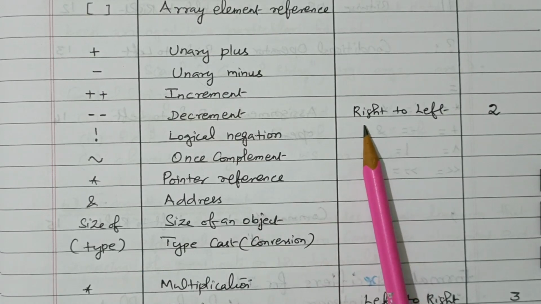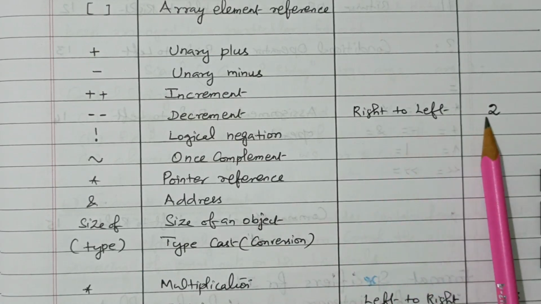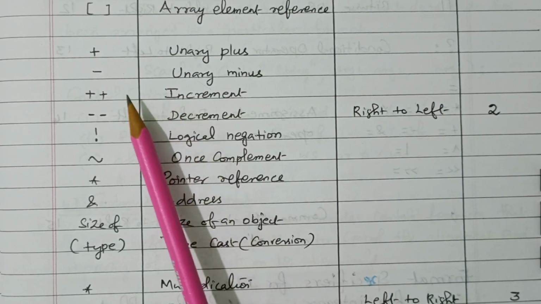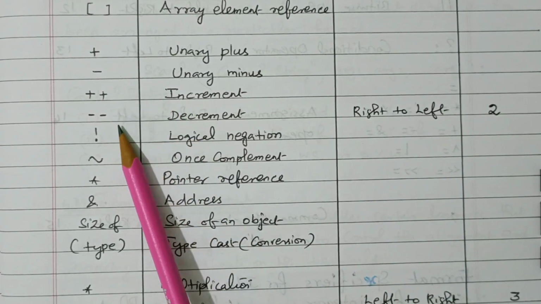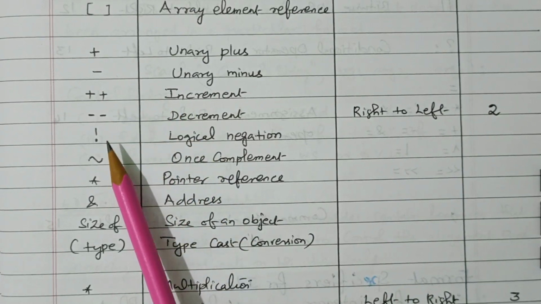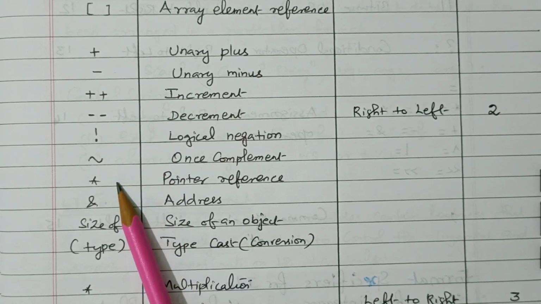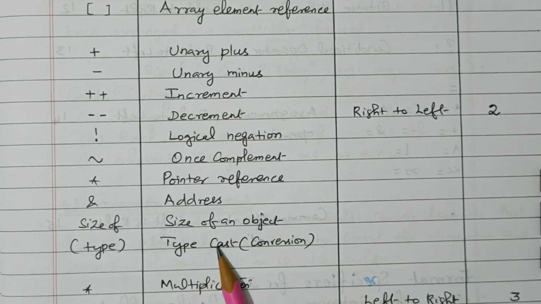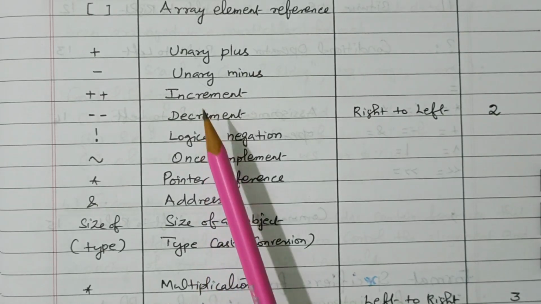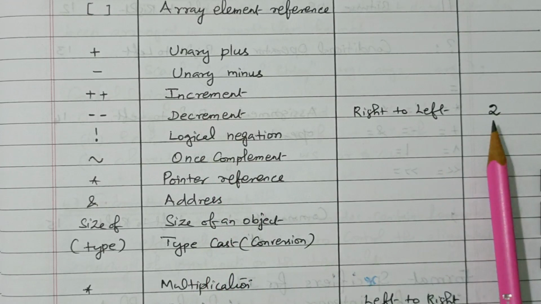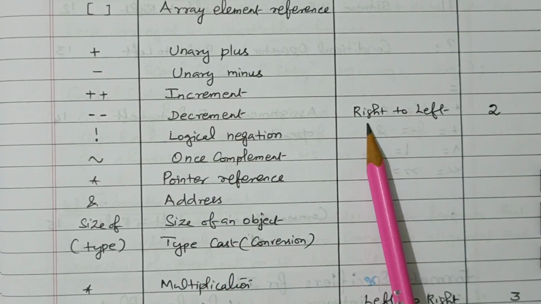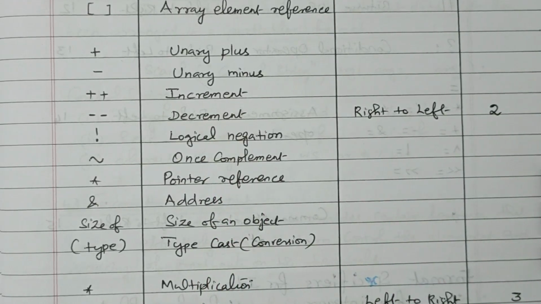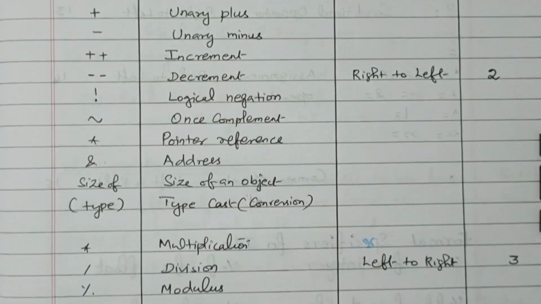This is executed from right to left, the second class of operators, that is plus, minus, increment, decrement, logical NOT, complement, pointer, address, sizeof, and typecast, conversion from one type to another type, integer to float, float to integer, like that. So these are all the operators coming under the second rank. It is executed from right to left. Now we'll go to the next one, the third rank.